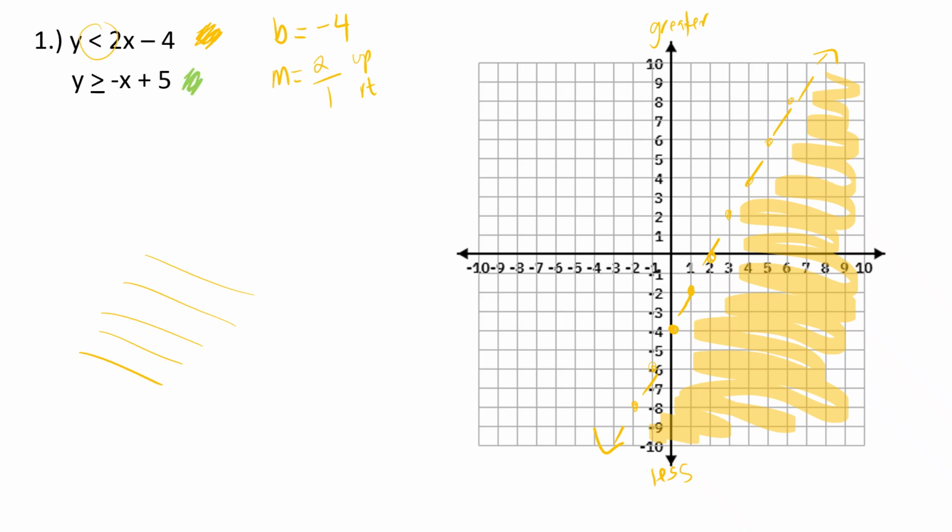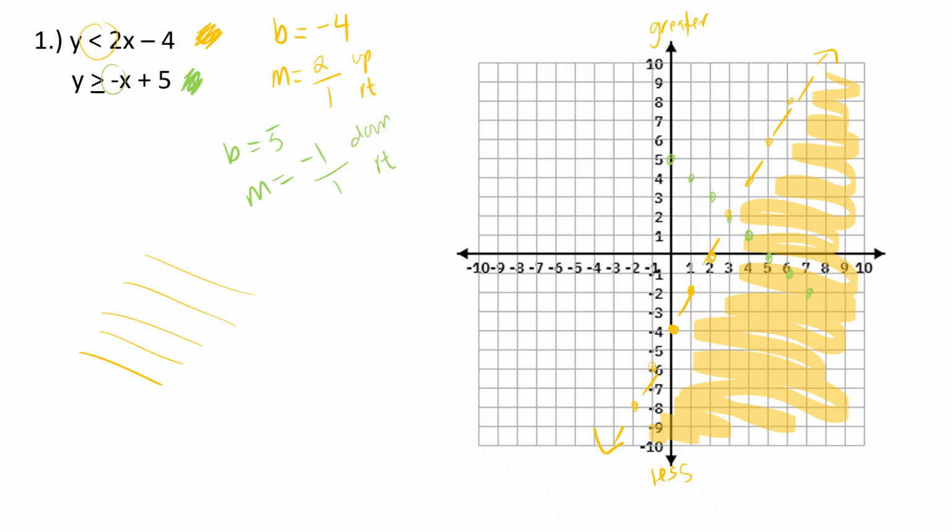So I'm going to pick green for the next one. This one has a y-intercept of 5. So I'm going to come up here. Here's the 5. And the slope on this one is -1. Okay, so that's -1x. So that means I'm going to go down 1 and right 1 from my y-intercept. So down 1, right 1. And I'm going to get into that shaded territory.